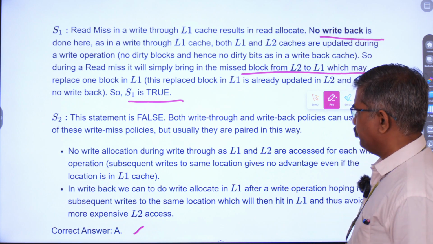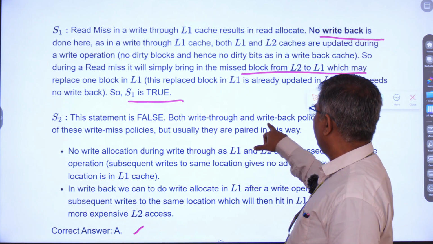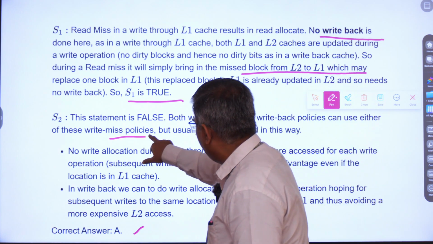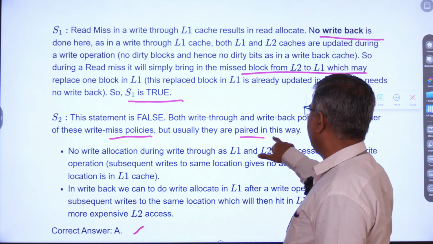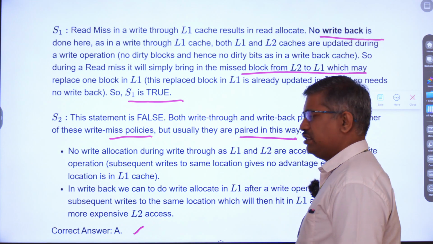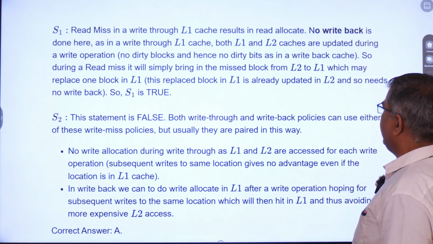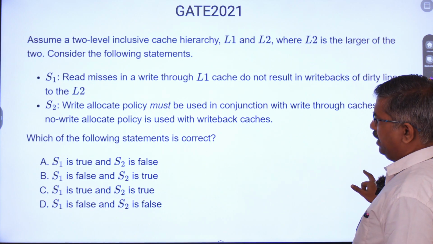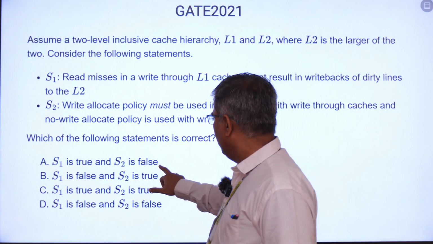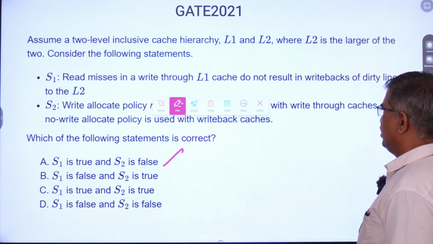Next, S2: this statement is false. Both the write-through and write-back policies can use either of these write miss policies, but usually they are paired in this way. So this is considered to be the false statement. So the correct answer will be A: S1 is true and S2 is false. This is the correct option.